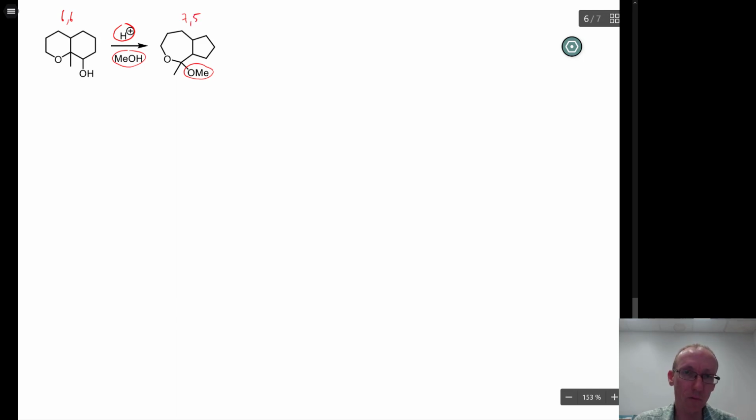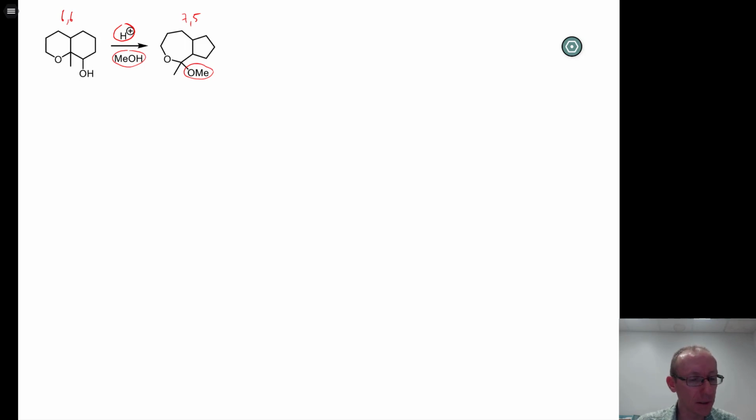Now, to go from one ring size to another, this really is sort of pointing towards a rearrangement. Acid is involved with an alcohol. We know that we can form carbocations under those kind of conditions. We know that if we form a carbocation, it can rearrange. We know the rearrangement can lead to changes in ring sizes. And we know that carbocations can be captured by nucleophiles like methanol. So it all points towards generation of a carbocation that rearranges and gets trapped by methanol.